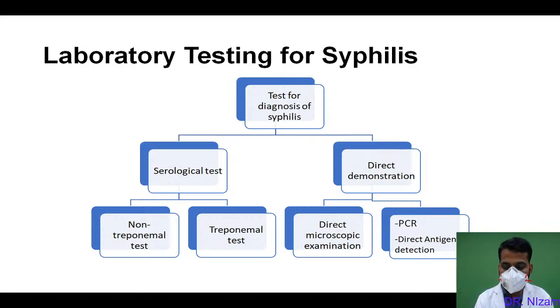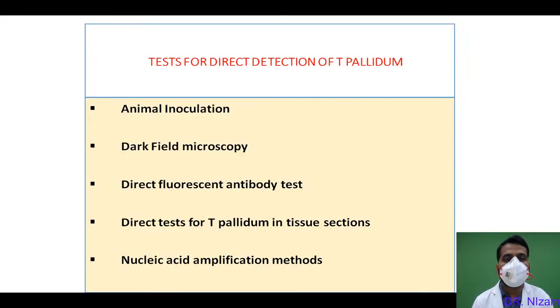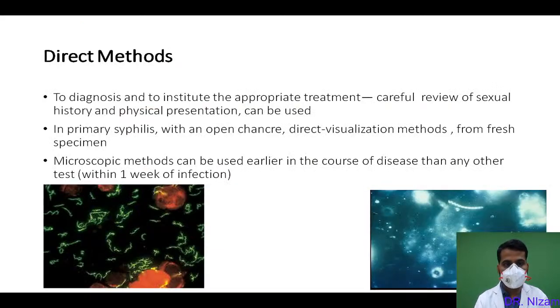Coming to direct demonstration first, the direct demonstration of Treponema pallidum includes animal inoculation, dark field microscopy, the direct fluorescent antibody test, direct tests for Treponema pallidum in tissue sections, and nucleic acid amplification tests. Since my topic is serology, I will not be dealing much with these. Only some part I will deal with here, like dark field microscopy and the direct fluorescent antibody test.